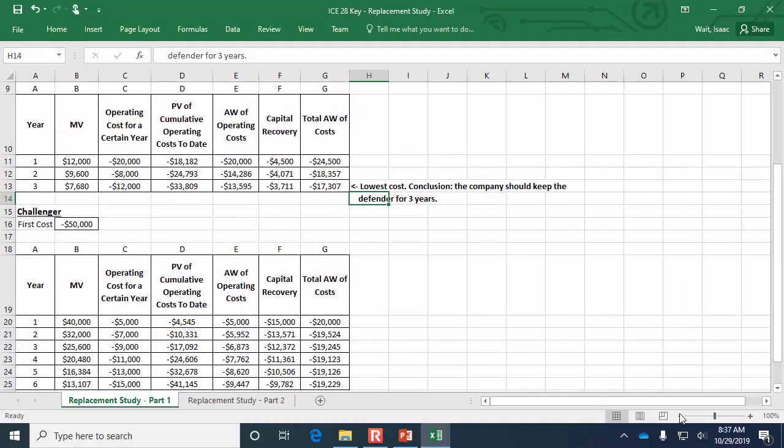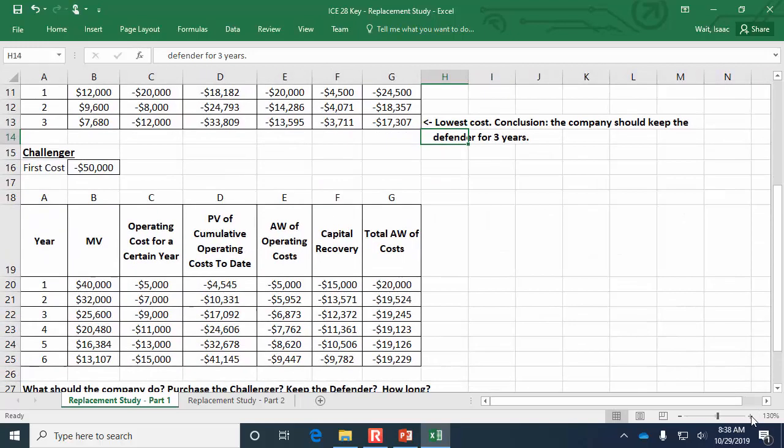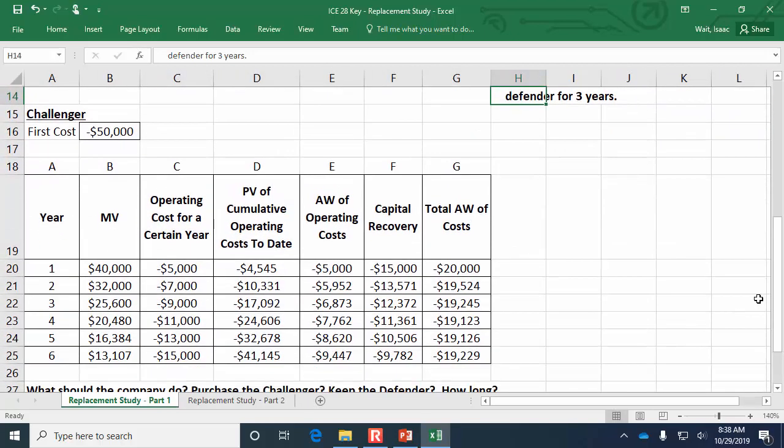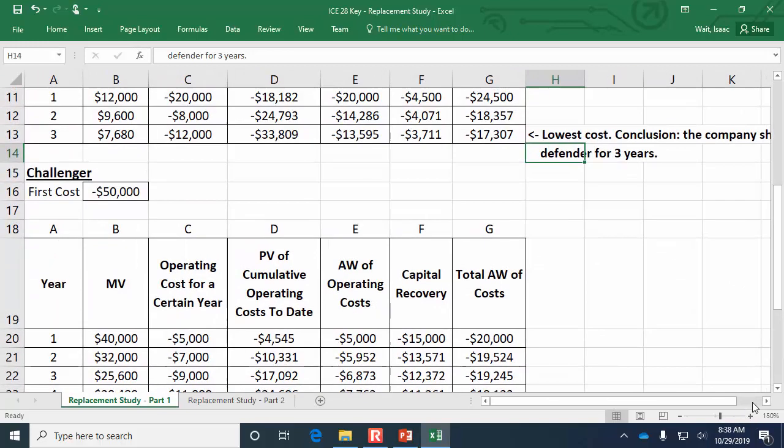What we should find is that the best alternative is the Defender and owning it for 3 years. That's the alternative and the ownership period that gives us the lowest total cost. Let me zoom in on the calculations for the Challenger so that you can see those a little bit better.